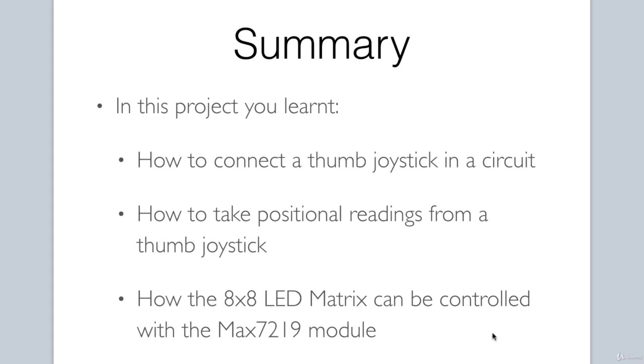To summarize, in this project, you learned how to use a joystick in your circuits and how to take readings that can be used to control the position of components in your projects. You were also introduced to the max7219 matrix module, which can be used in conjunction with third-party libraries to control your 8x8 LED matrix. You now have the knowledge to include these two components in your circuits. Let's move on to our next project.